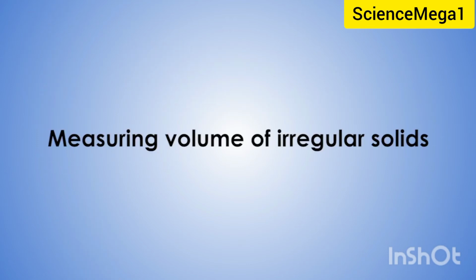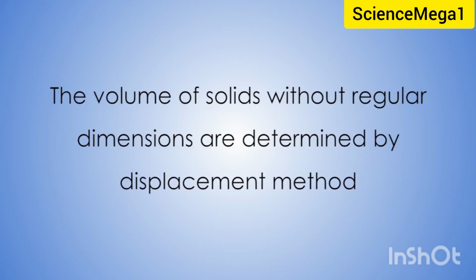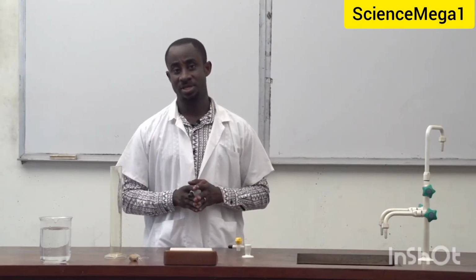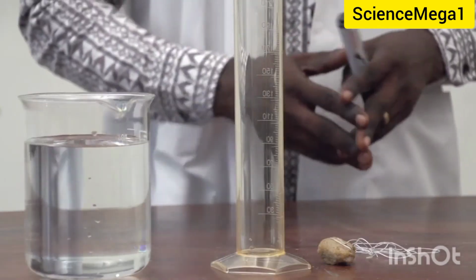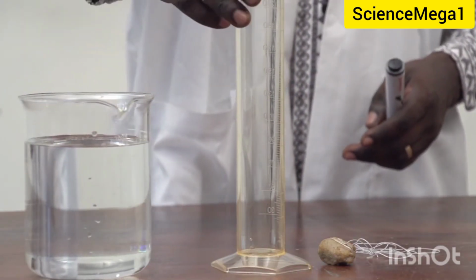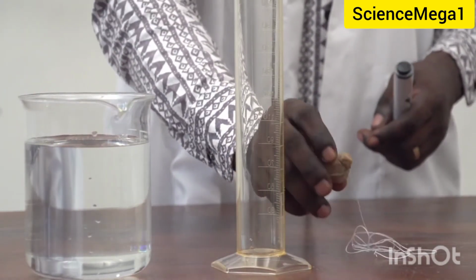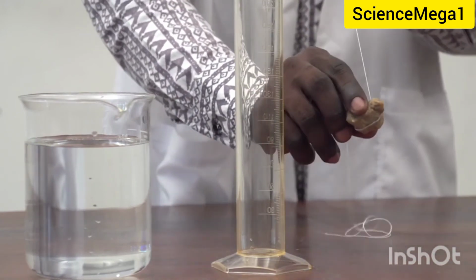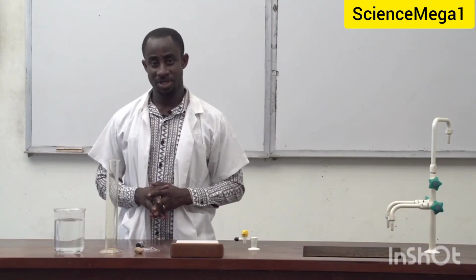We now move on to measuring volume of irregular solids. The volume of solids without regular dimensions are determined by the displacement method. To conduct this activity, we need the following items. We have a beaker with water, we have a measuring cylinder, and we have the irregular solid, which is the stone, tied with a thread or a string. Now let's start with the procedure.